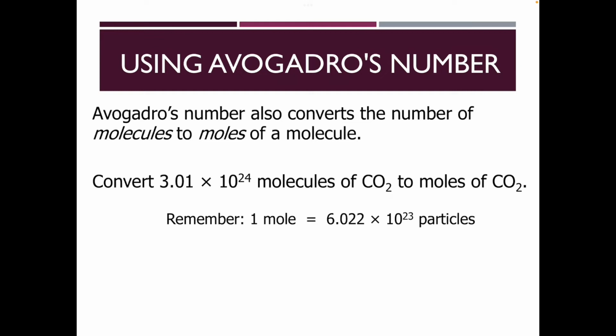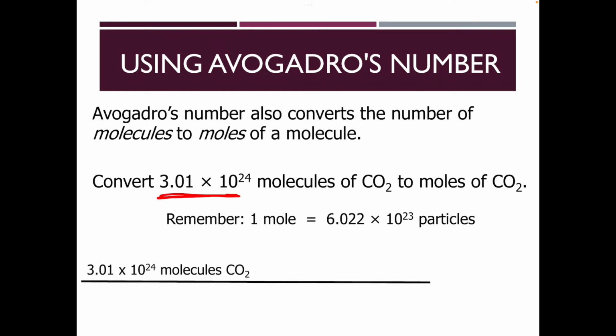All right, so thus far we've converted moles to atoms and atoms to moles. But like I said, we can do this exact same thing with the number of molecules. So here, this problem says 3.01 times 10 to the 24th molecules of carbon dioxide to moles of carbon dioxide. So we'll start with this, and the way we get from molecules to moles is by using Avogadro's number. So make our train track.